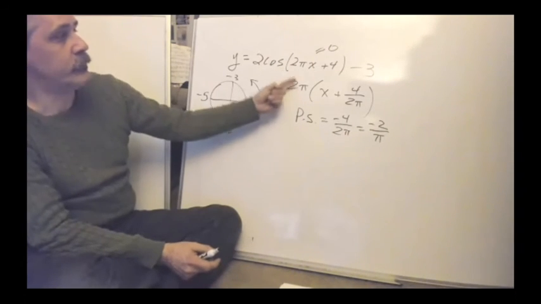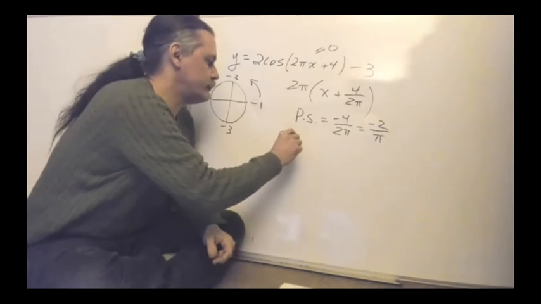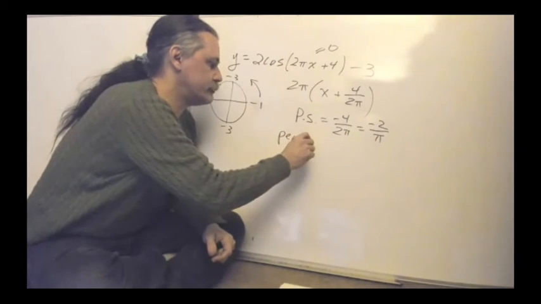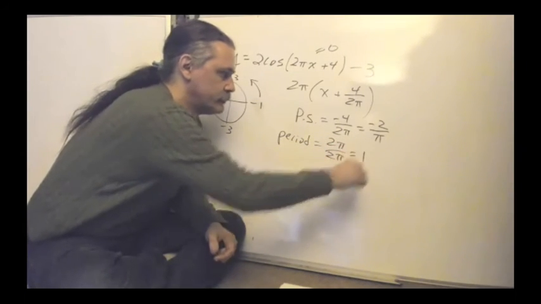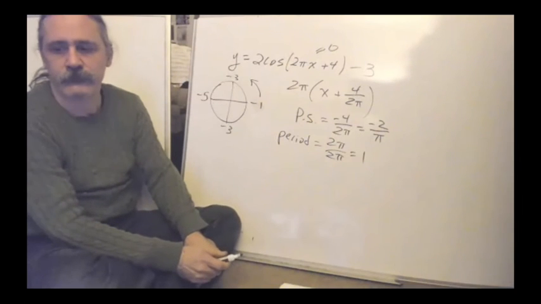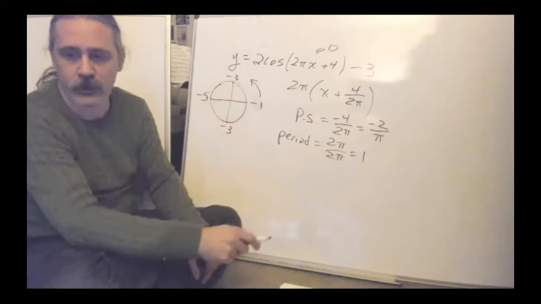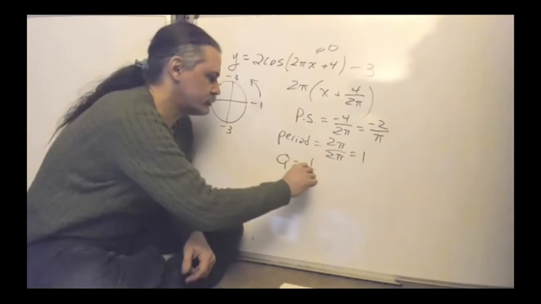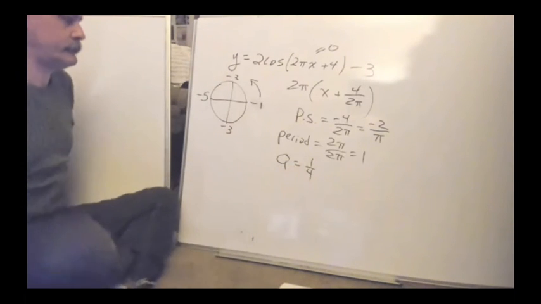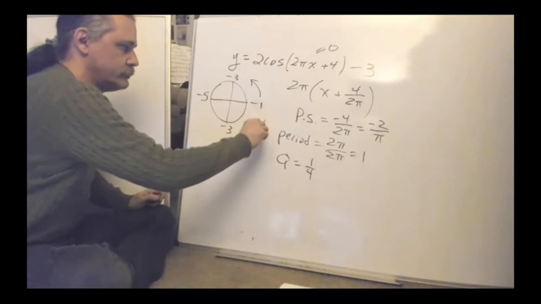Okay, now the period. Well, 2 pi is the number multiplied to the domain variable. So the period would be 2 pi divided by whatever that is, which in this case is also 2 pi, so 1. All right, so from x0 to x1 is 1 period. A quarter of that would be 1/4. Let me put that up here so I have a little more room.